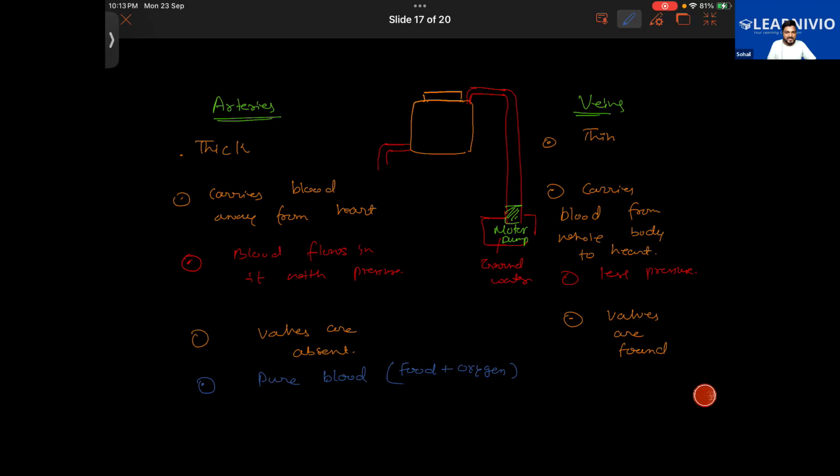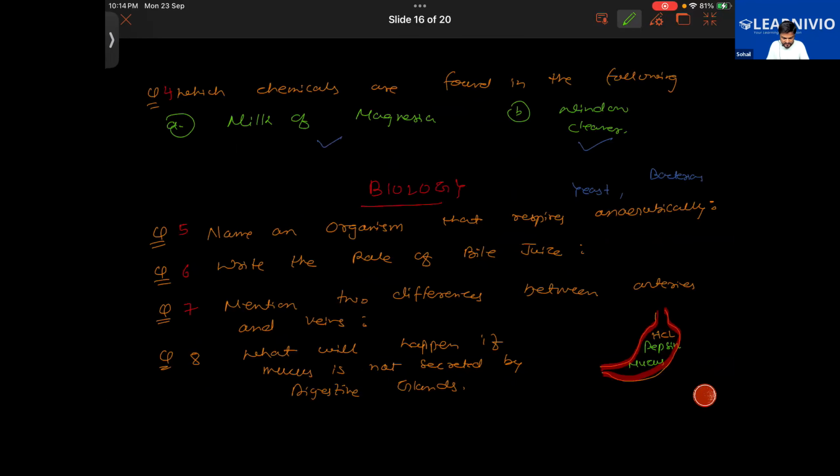and it is distributed to each and every cell in the body wherever it is required. In the cells, respiration takes place, the food is utilized, and waste materials like carbon dioxide are produced, and all those wastes are collected by the veins. So impure blood flows in the veins. Impure blood means it has waste like carbon dioxide and other wastes. So these are some of the differences. We have learned 4 differences between the veins and arteries. Hope you have understood the differences. Yes, sir.